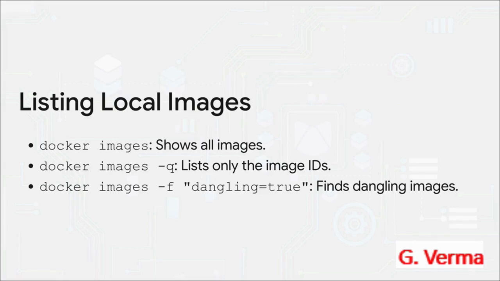So once you've pulled an image, how do you see what you've got? docker images is your best friend here. It lists everything on your machine. Now, a little pro tip. The -q flag is great for scripting because it just gives you the raw image IDs. And that dangling=true filter? Oh, that's a fantastic cleanup tool. It helps you find old, forgotten image layers that are just sitting there eating up your disk space.